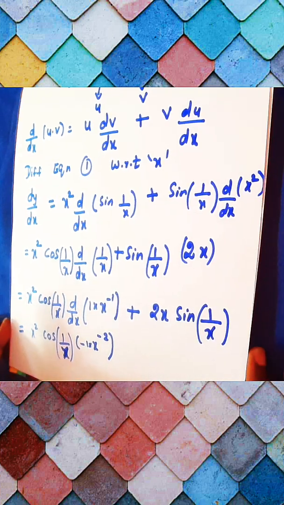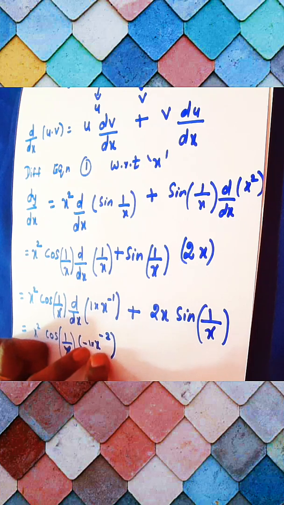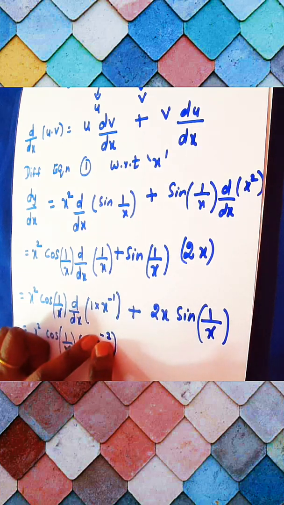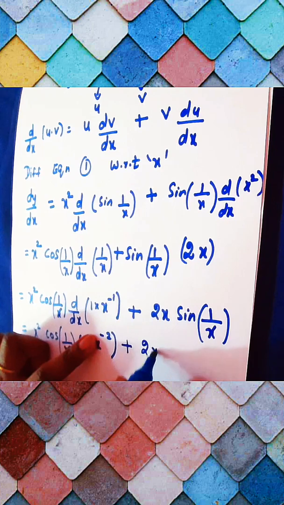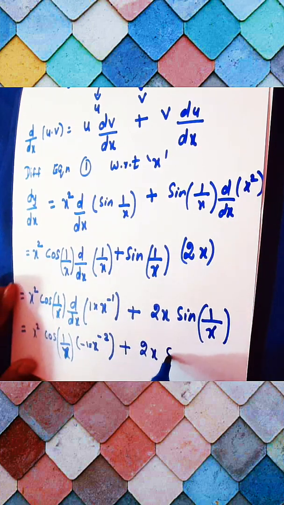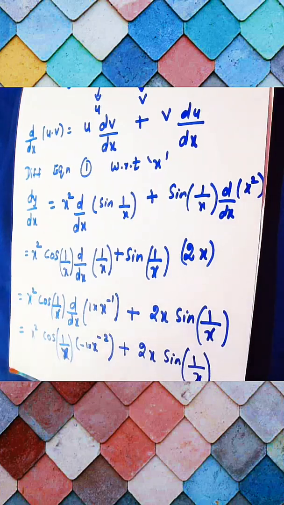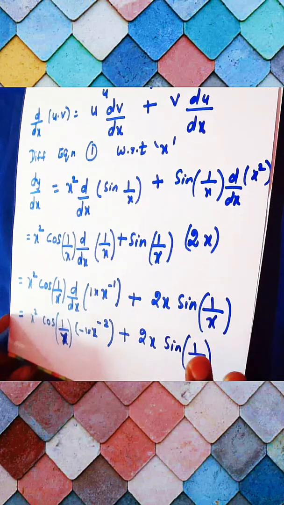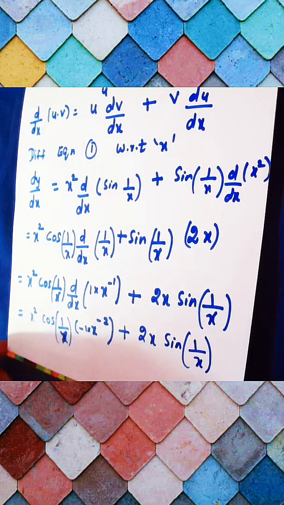Understood, students? Already you have 1. So minus 1 into 1 is minus 1 times x to the power minus 1 will give you minus 2, because negative and negative you can add up, but the sign will not change. Plus 2x into sine 1 by x. You can just go through how we have solved so far.